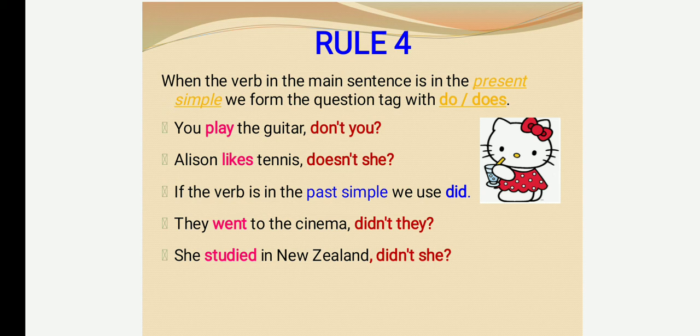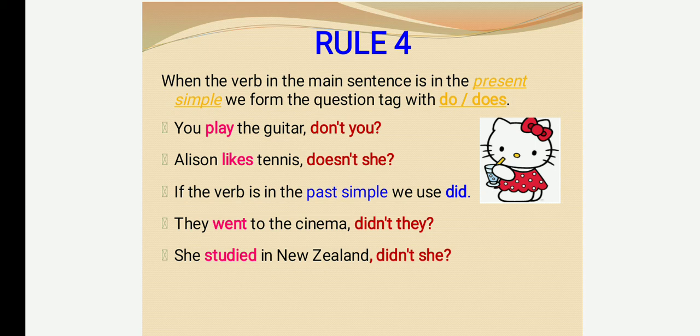So Alison is singular, so we have to use the helping verb does. It is affirmative, so we added the negative form not. And what is the pronoun for Alison? She. So, doesn't she. The same thing we followed for the simple past tense.